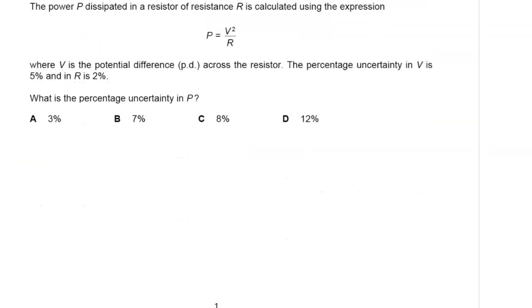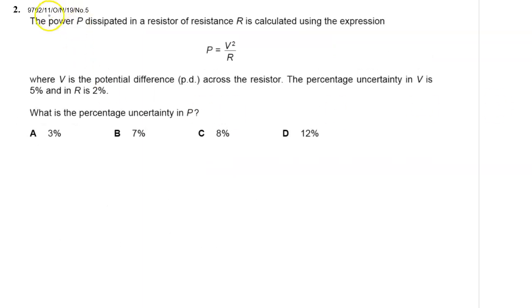Number 2. Question number 2 was set on paper 1-1, question number 5. The power P dissipated in a resistor of a resistance R is calculated using this expression, P equals V squared upon R, where V is the potential difference, PD across the resistor. The percentage uncertainty in V is 5% and in R is 2%. What is the percentage uncertainty in P?